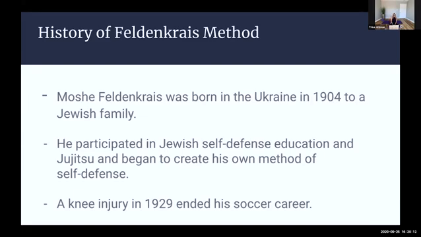And jujitsu, that's hard to say, and he began to create his own method of self-defense after studying jujitsu and what he had learned in the self-defense education. I'm just giving you the highlights. There's so much more information on Moshe, and he's written so many books that are wonderful. But what happened, as with most of us who are in this field, is we get injured in some way, and that doesn't have to be physical. It could be emotional or a combination of the two. But he had a knee injury in 1929, and that ended his soccer career.